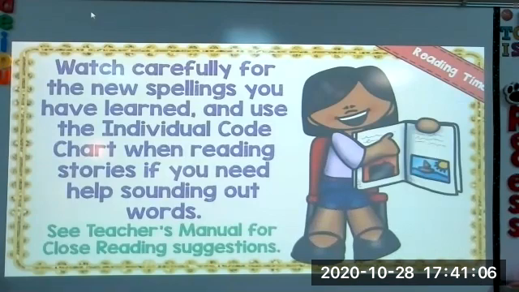And if you need to use your individual code chart when reading, if you need to, you can go ahead and download it. Go ahead and use that if you need to.